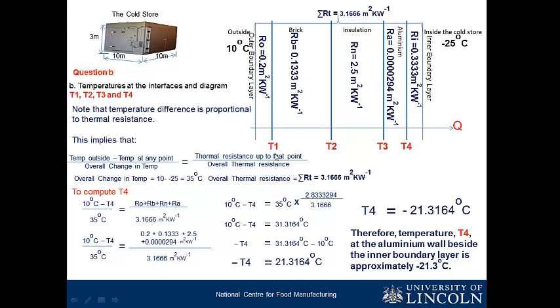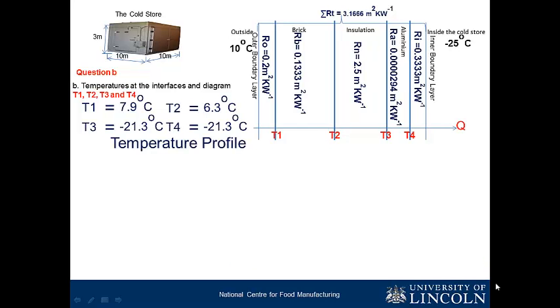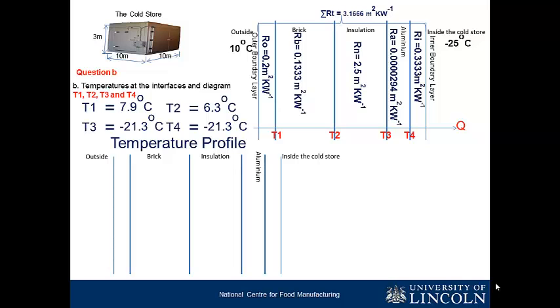Now we've been able to find out our T1, T2, T3 and T4. Now we can have our temperature profile drawn for the wall. We know that outside we have 10 degrees Celsius. Between the outer boundary layer and the brick, we have 7.9 degrees Celsius. Between the brick and insulation we have 6.3 degrees Celsius. Between the insulation and aluminum we have minus 21.3 degrees Celsius.